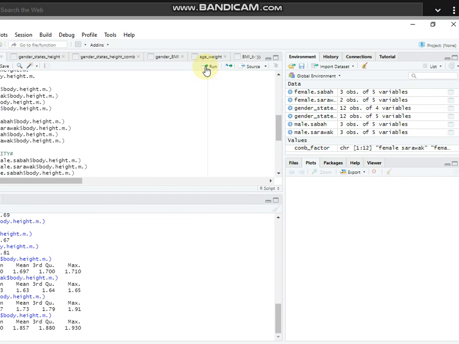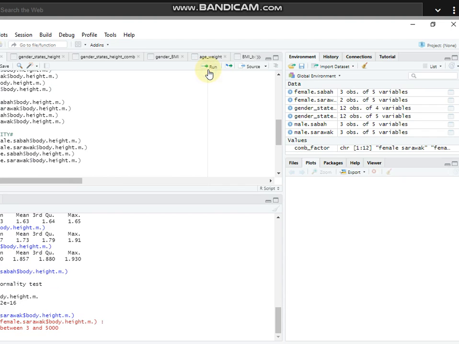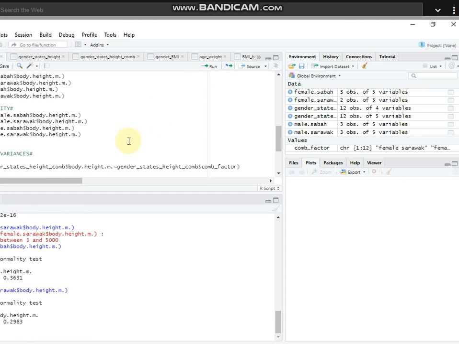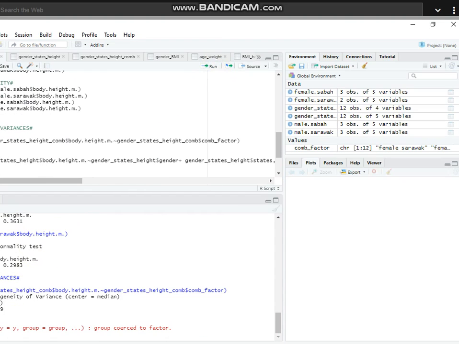The next one is Shapiro, to study the normality. Actually, for the Shapiro test of female Sarawak body height, I have a problem, so it cannot be read. All the tests are more than 0.05, which indicates normal distribution. So we move on to the Levene test. We run the library. This is more than 0.05, so it indicates that the variances are equal.